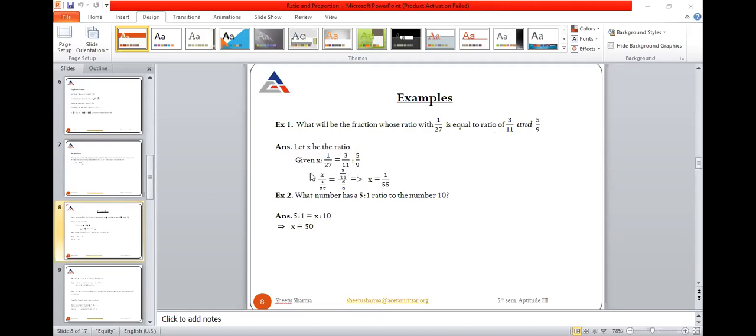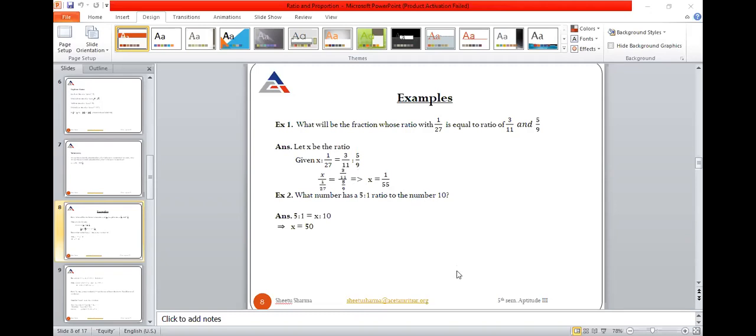So I hope that you know how to write a is to b. A is to b can be written as a upon b. So we write it as x upon 1 upon 27 equals 3 upon 11 whole divided by 5 upon 9. After cross multiplication of these two terms, we will get the value of x as 1 upon 55, right?